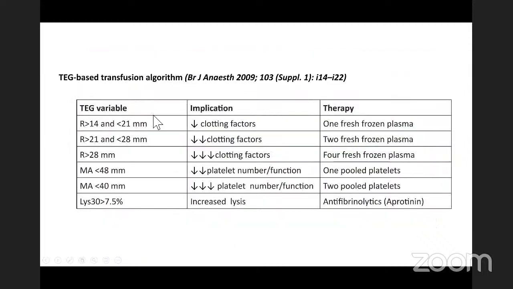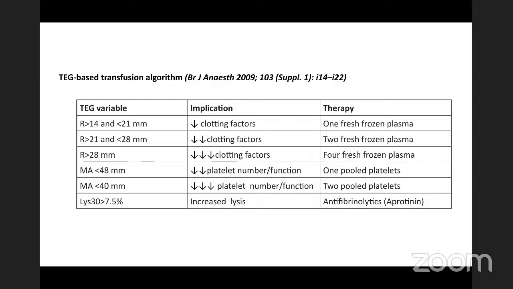This is a TEG-based transfusion algorithm. Where R is more than 14 and less than 21 minutes, there is a decrease in clotting factors and the indication is 1 FFP. If the R is more than 21 and less than 28 minutes, there is a further decrease in clotting factors, which indicates 2 FFPs. When R is more than 28 minutes, there is a decrease in clotting factors where 4 FFPs are indicated.